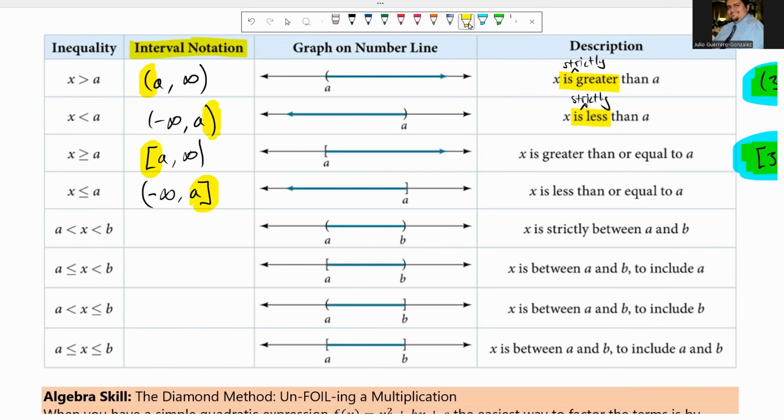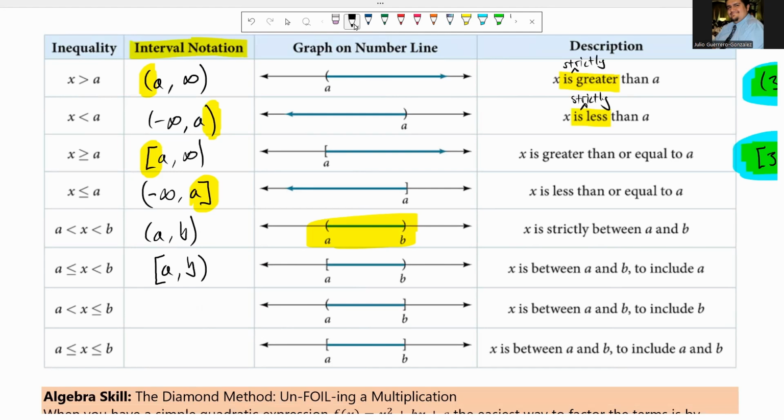Let's say I wanted to describe everything between A and B, but not including A and not including B. That is equivalent to saying (A, B). Suppose I wanted to include the lower value, A. So A to B, that's still the same, but I don't want to include B, but I do want to include A. Done.